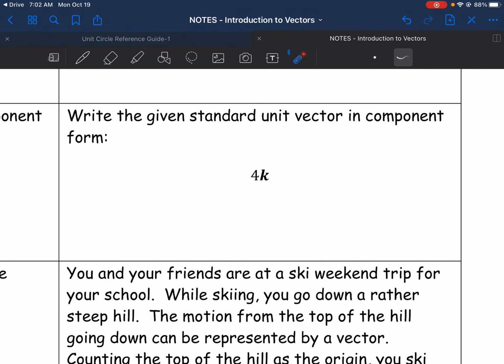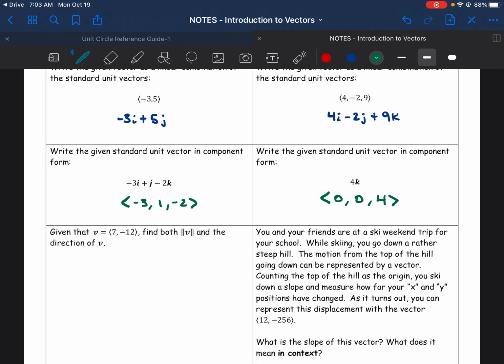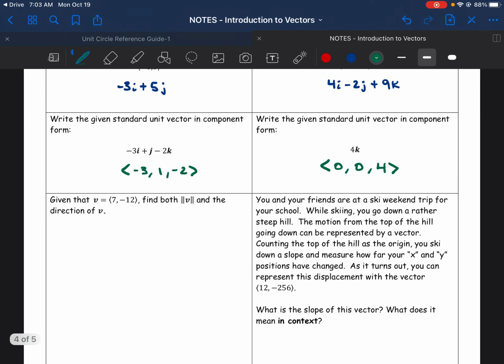Let's try this one. We have the given standard unit vector 4k. Notice that we don't have an i or a j, so this is almost like saying 0i plus 0j plus 4k. So the x component would be 0, the y component would be 0, but the z component would be 4. Okay, so that's the vector 0, 0, 4.